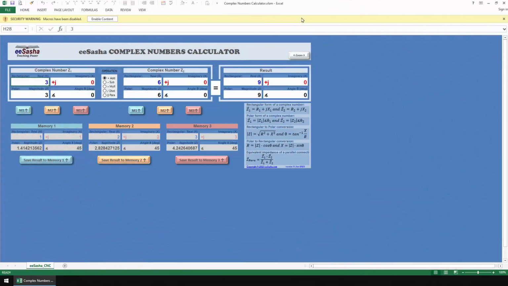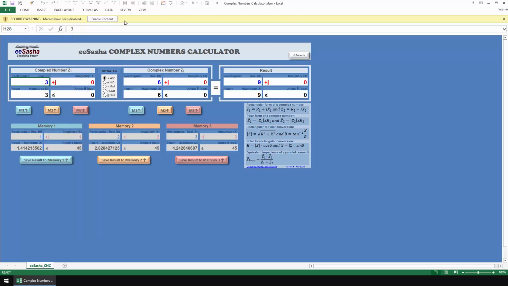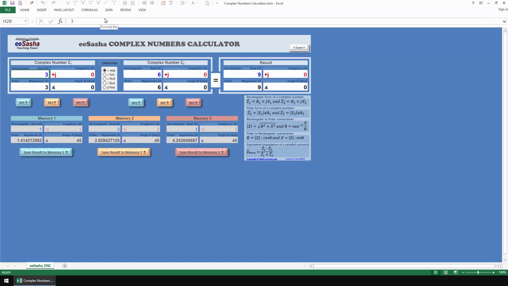The first thing you may see when you open the complex numbers calculator is this security warning that says macros have been disabled. The calculator is heavily based on macros, and macros need to be enabled in order to have the functionality the calculator offers. So enable the content.